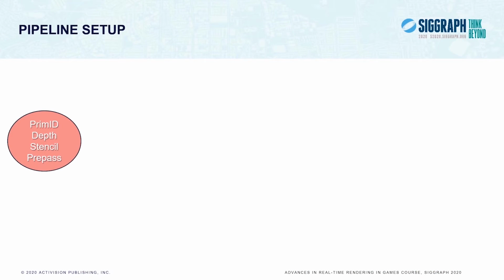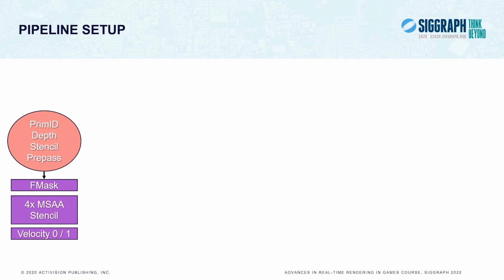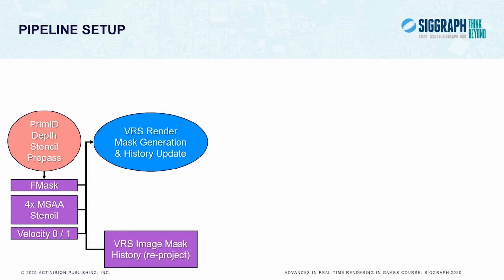First, we have a prepass that renders primitive IDs, depth, and stencil. Additional metadata that's driven by that prepass is the fmask, which is for color buffers. In our case, it's the prim ID, 4x MSAA stencil, because all those buffers are 4x MSAA, and depending on the draw call, there might be a velocity buffer attached. Then there's one additional buffer that comes from the previous frame. It's the VRS image mask history, which is being reprojected every single frame. All those buffers are used by a compute job that generates and updates the history of the VRS render mask.